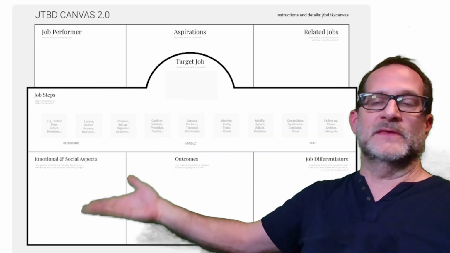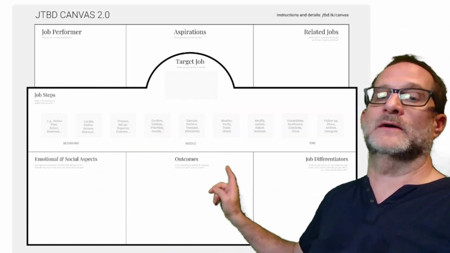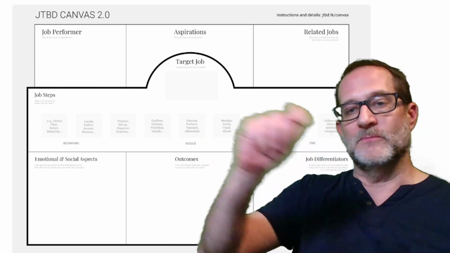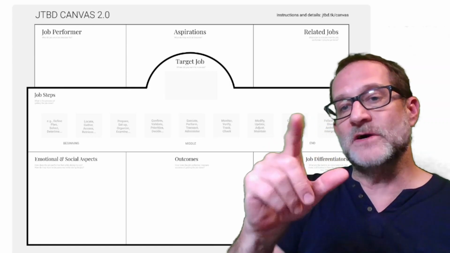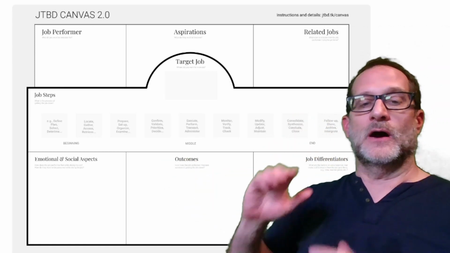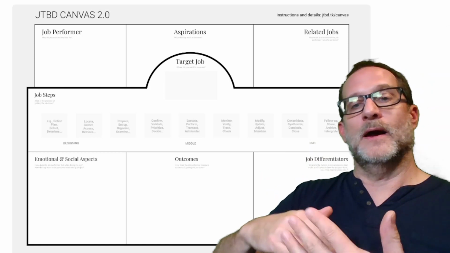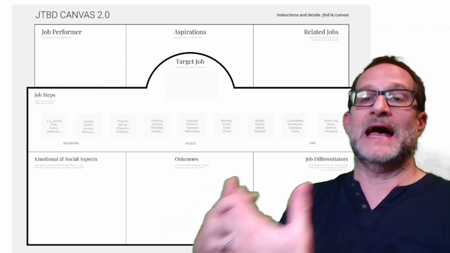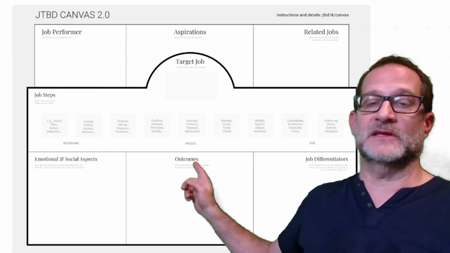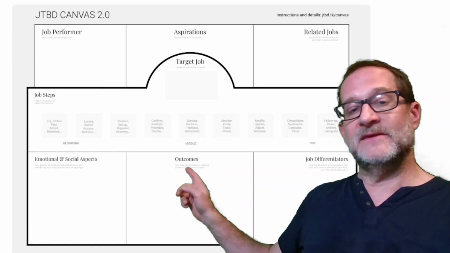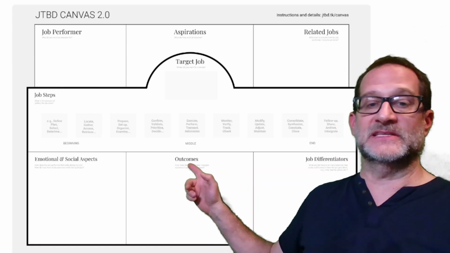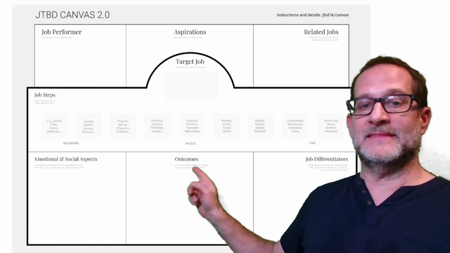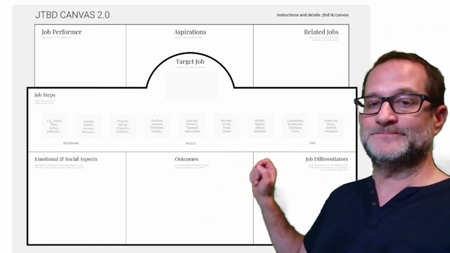The job steps, the emotional and the social aspects, but also the outcomes. The outcomes are the measures of success. If the job steps show how to get from point A to point B in a very functional way, the outcomes are what the job performer wants to achieve in terms of their needs or their desired outcomes. How are they going to measure success? So these very often include qualitative phrases and adjectives as well. So the steps are how did they get there, point A to point B. The outcomes are how well did they get that done.